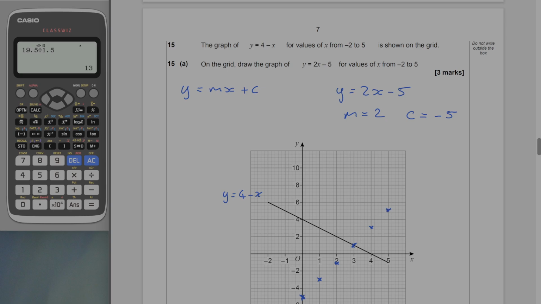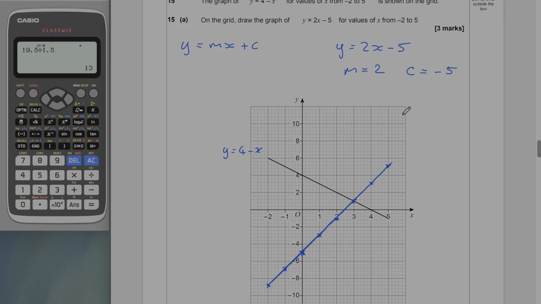Right. Then I want to join it with as smooth a line as I can. So that's going to be my line. Just checking it covers the range. Minus 2 to 5 it does.